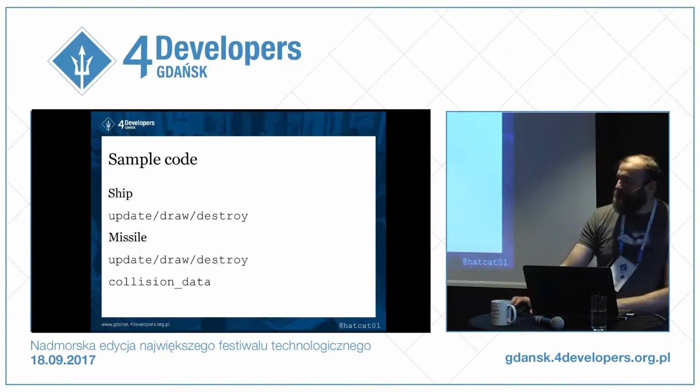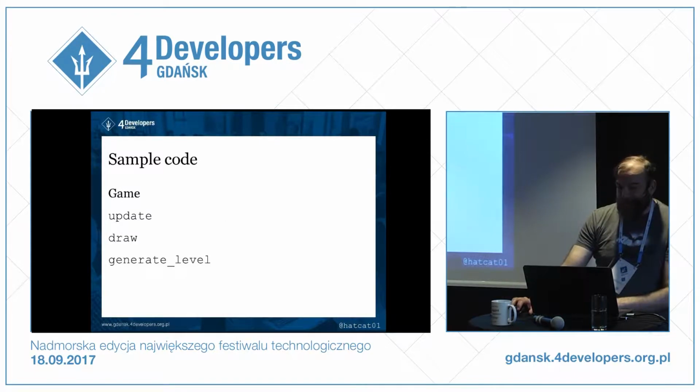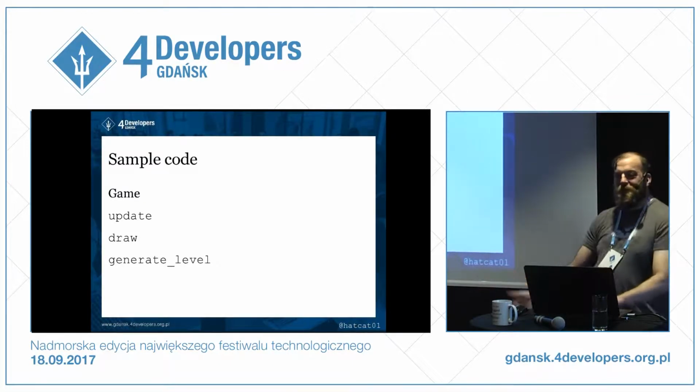So we have asteroids, ships, missiles, and physics to model them. So we make the game. Look, an update function, a draw function, and a generate level function. We don't need to destroy the game. The game is the thing that contains all the things that need to be destroyed.